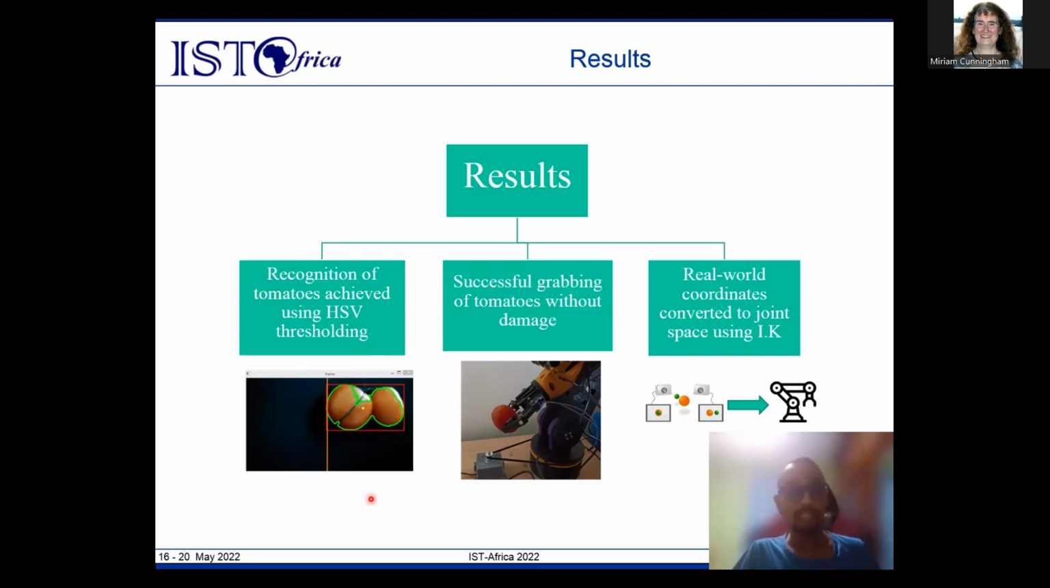The system was also successful in grabbing the tomato, as you can see from this picture. Having obtained the real-world coordinates from the stereo vision, the inverse kinematics algorithm, which I previously discussed, successfully converted the coordinates to the joint space so that the arm could rotate.